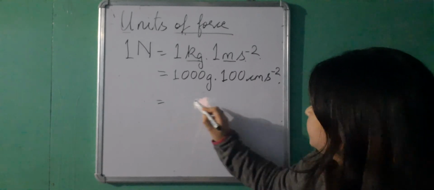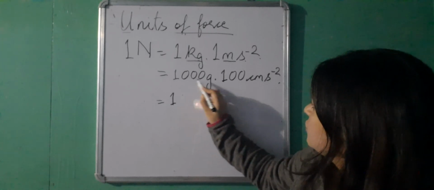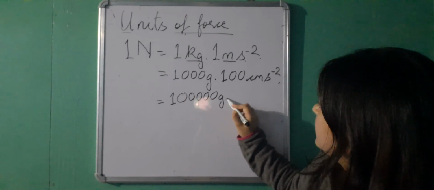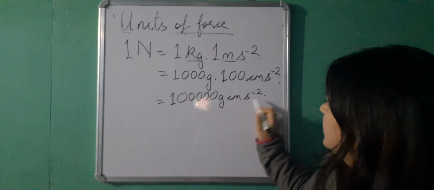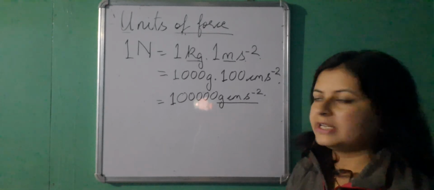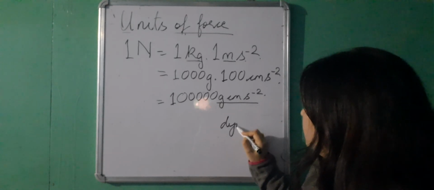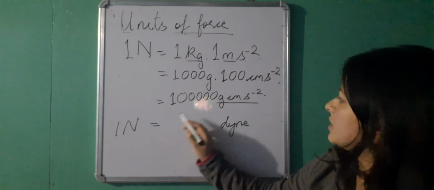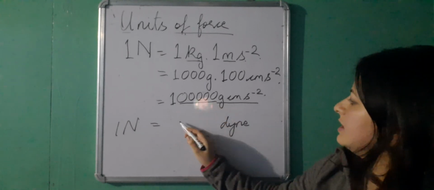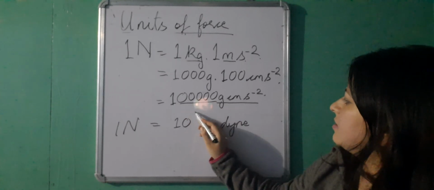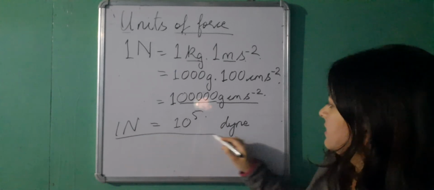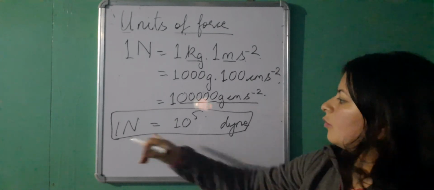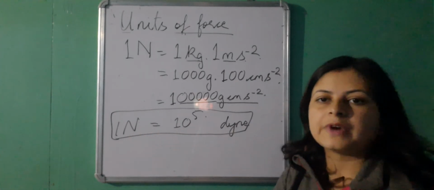Now, 1, 2, 3, 4, 5 zeros. Let's write them together: gram centimeter per second square. Now what is this gram centimeter per second square? It is nothing but dyne. So we started with Newton and arrived at dyne. So 1 Newton is equal to how many dyne? If you write it in exponents, there are 5 zeros, so 10 to the power 5 dyne. This is the relationship between the SI unit and CGS unit of force. 1 Newton is equal to 10 to the power 5 dyne.